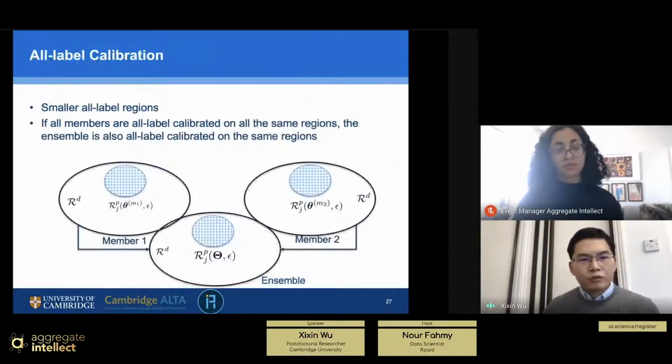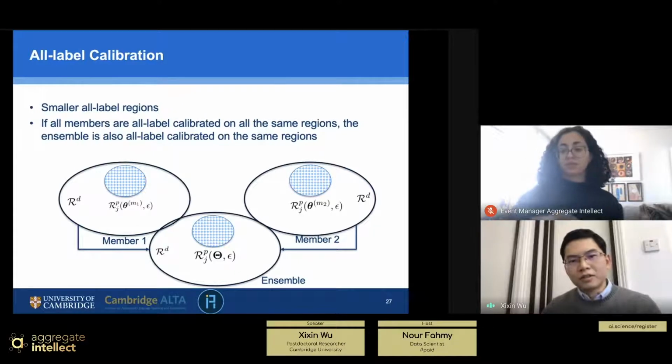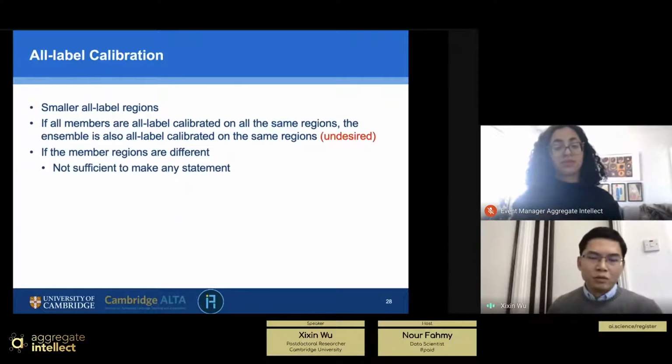But if we move to smaller all-label regions, if the members are all all-label calibrated on the same regions, then the ensemble is still all-label calibrated on the same regions, because this is trivial. Basically, these members are the same, and the combination of the ensemble is still the same. So this is a trivial ensemble that we don't want. But when the regions of the members are different, the combination still yields different regions, so it is not sufficient to make any statement.